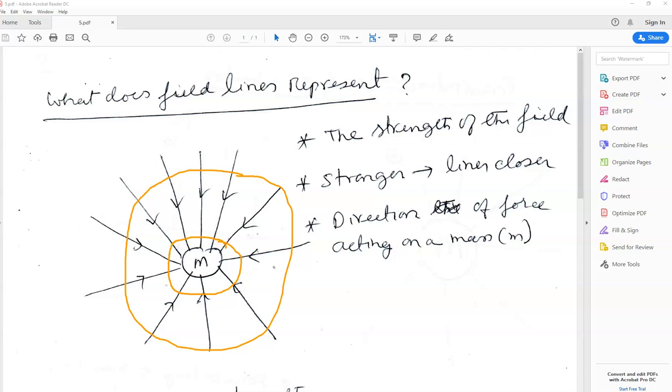The field lines will also tell you the direction of the force acting on the mass. So you can say that there are two things the gravitational field lines will represent. One is the strength of the gravitational field, the other one is the direction of the force acting on the mass.